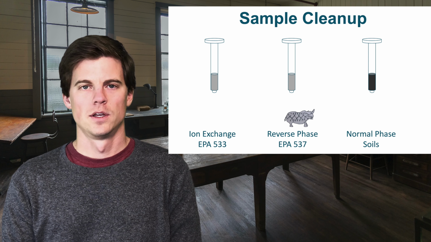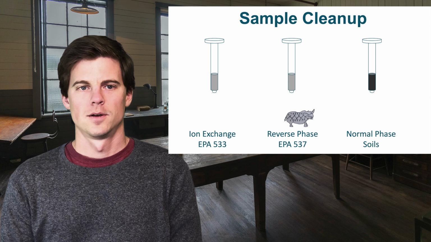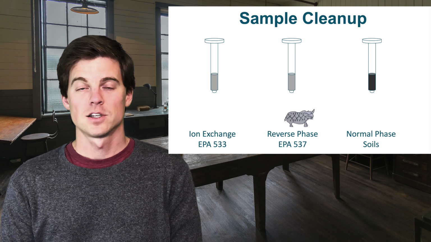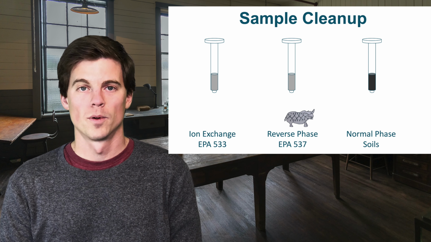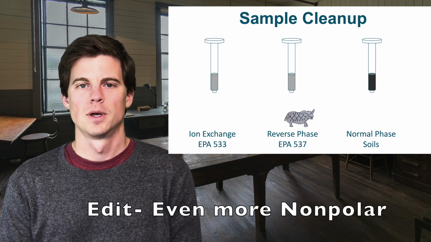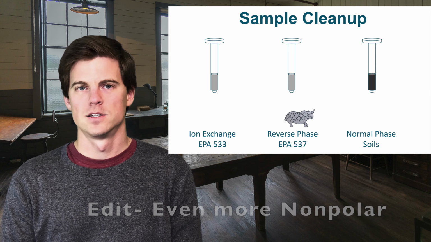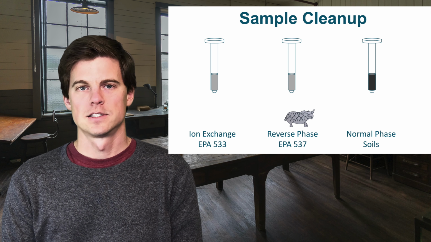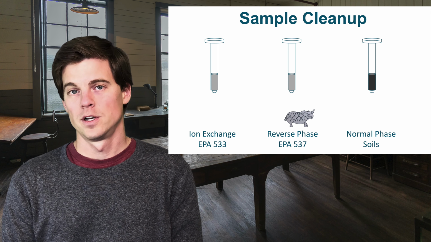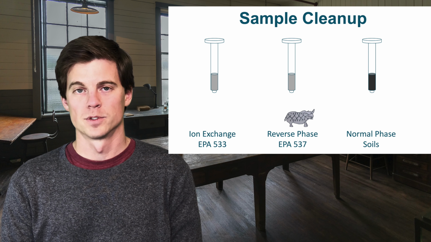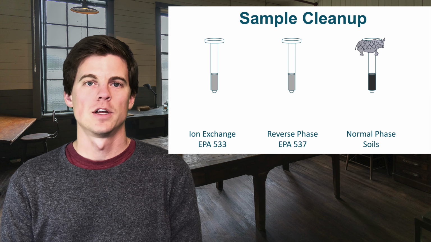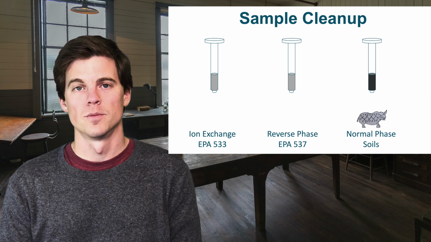And so we wash the PFAS off using something that's even more polar like methanol, and it'll pull off the tube. The final way to do sample cleanup is to just have your PFAS already in a solution with methanol, such as from a soil extract, and pass it straight through what we call a normal phase tube.